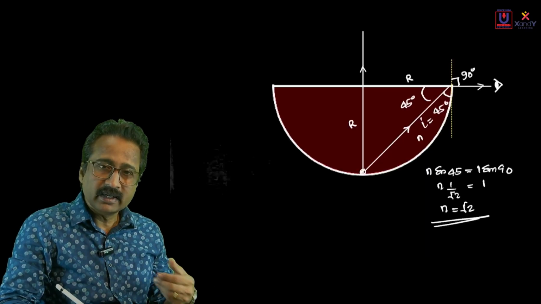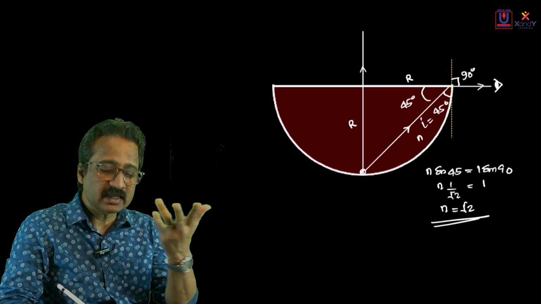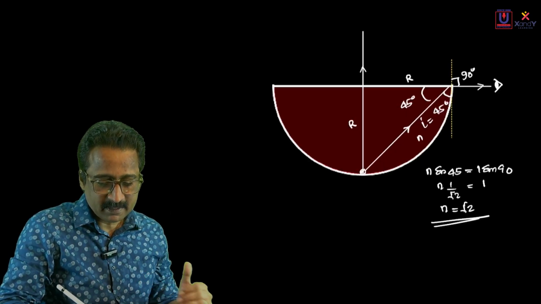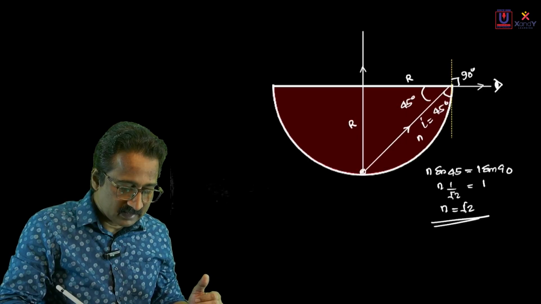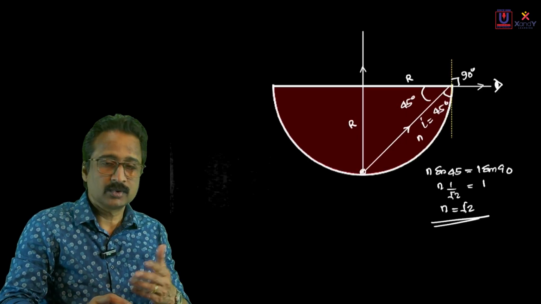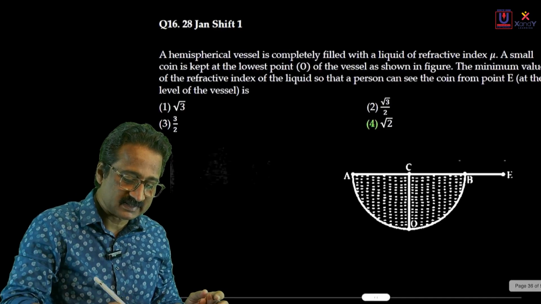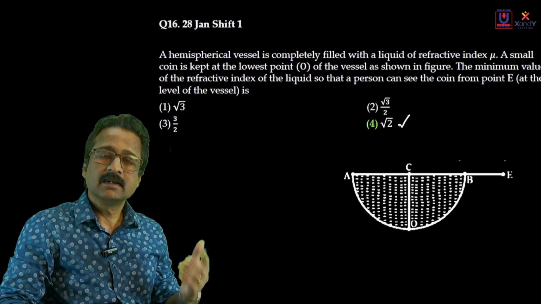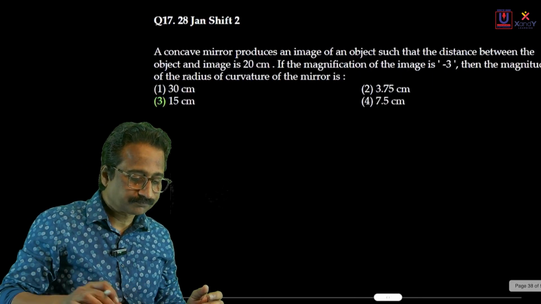Actually, for any refractive index larger than root 2, the guy will be able to see that. But here, it's about the minimum refractive index. So it is going to be root 2. So which is that? Yes, the option is 4. Let's go to the next one.